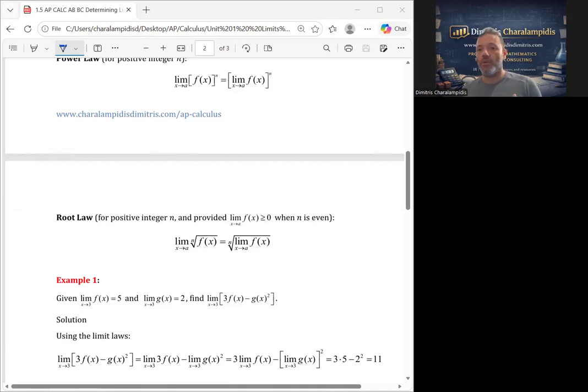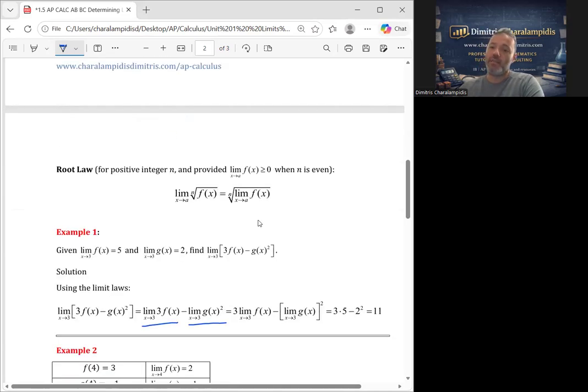At first, I will use the difference law and I will break that given expression. So I'm going to write it as limit of 3f of x minus limit of g of x squared. Then I'm going to apply the constant multiple law and I will take the 3 and move it in front of the limit. So limit of 3f of x should be the same as 3 times limit of f of x. And then it's about the power rule. Limit of g of x squared is the same as limit of g of x and then all that squared.